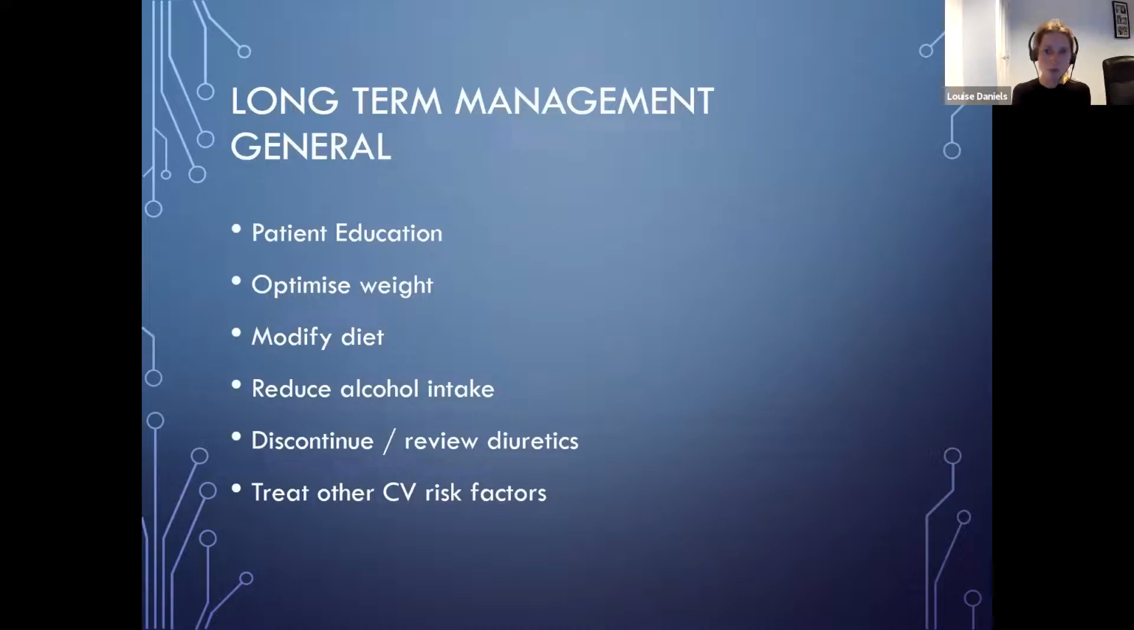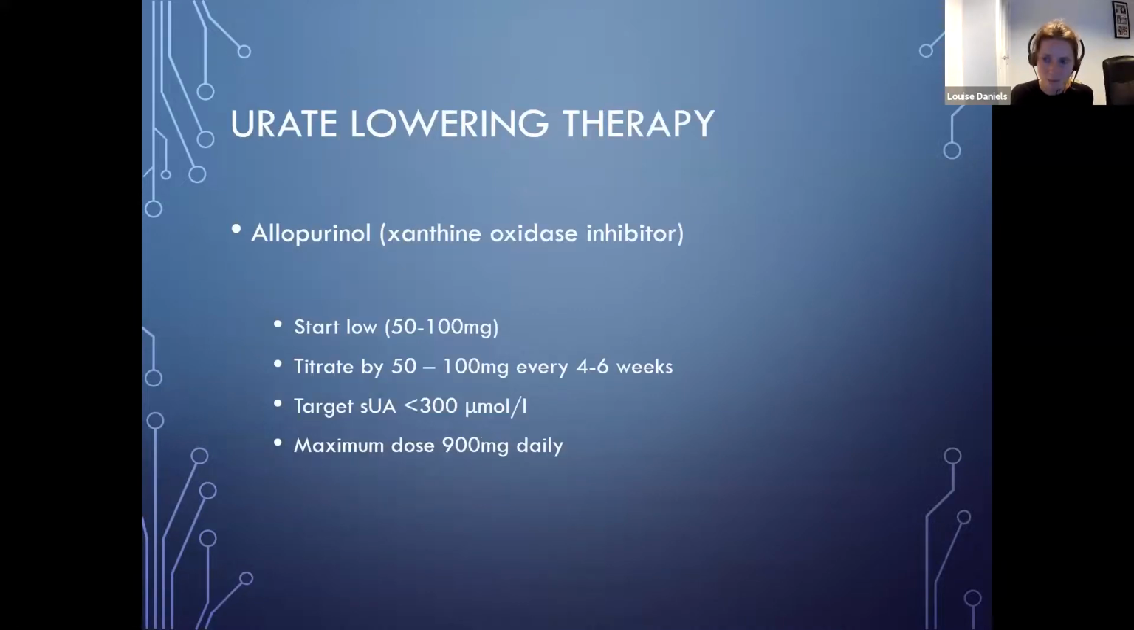In terms of the long-term management, there are general principles about patient education, so advising them of the need for treatment, talking to them about losing weight, modifying their diet, reducing their alcohol intake, have a look at their medications. If they're on diuretics, do they need to be? Can it be switched to anything else? And really importantly, looking at their other cardiovascular risk factors. So is their hypertension well controlled? Is their cholesterol treated? Is there anything else that they need to prevent future heart attacks or strokes?